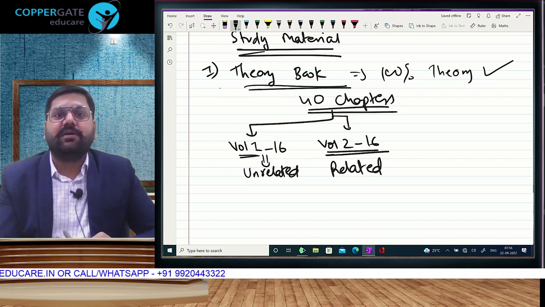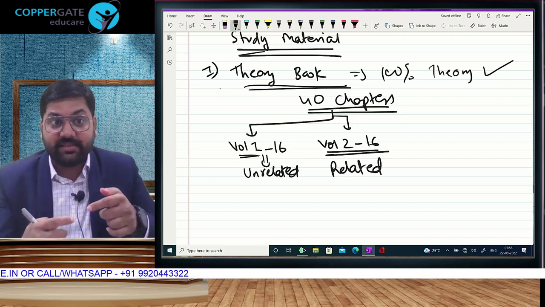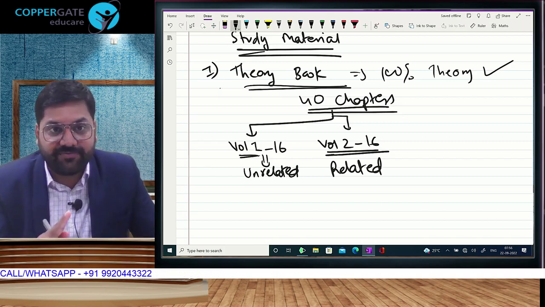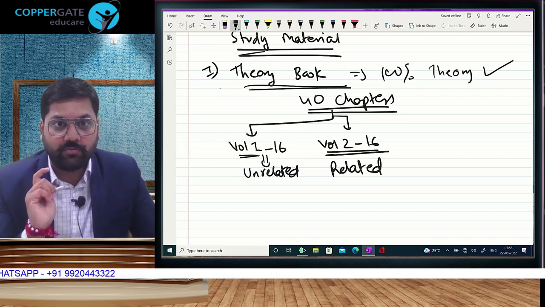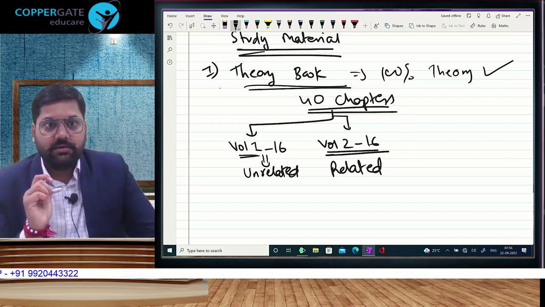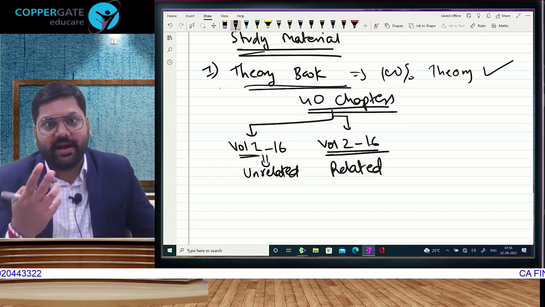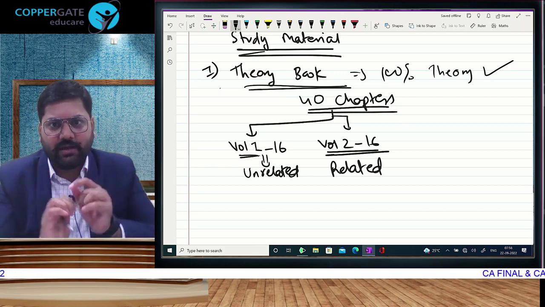Volume 2's first chapter is income tax authorities. Understand the connection? The 17th chapter of the book is the first chapter of volume 2, income tax authorities. If you have the book and you have the index, you'll get an idea also, but no need to open it. Focus on what I am saying.